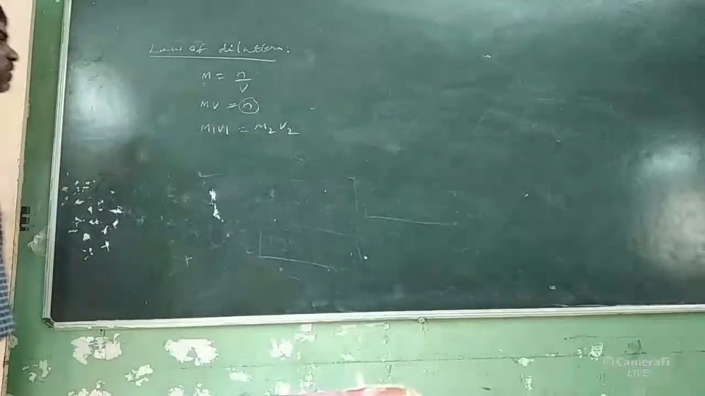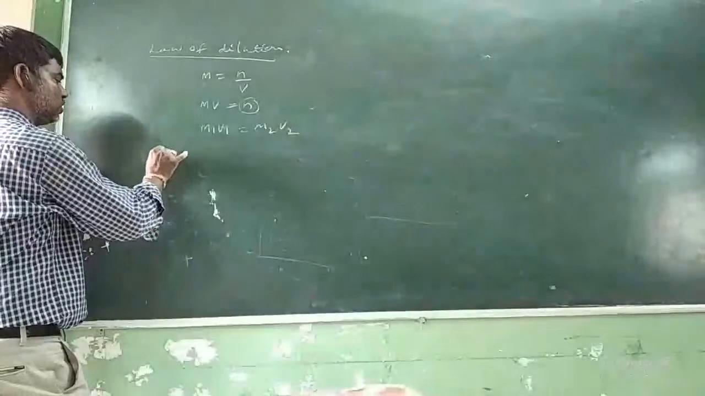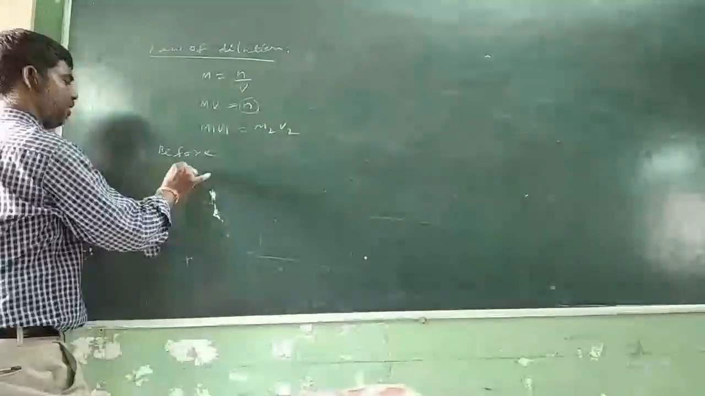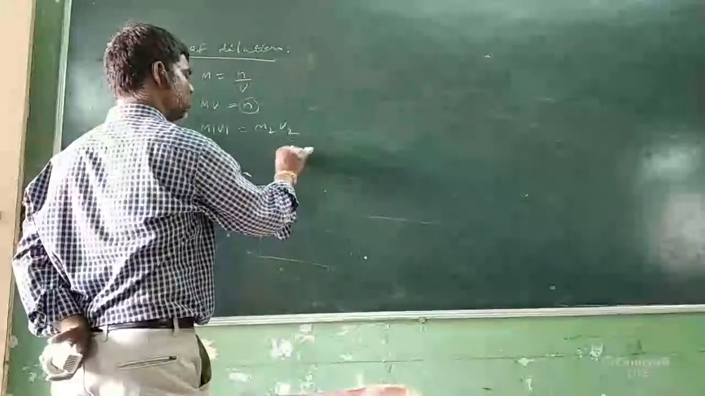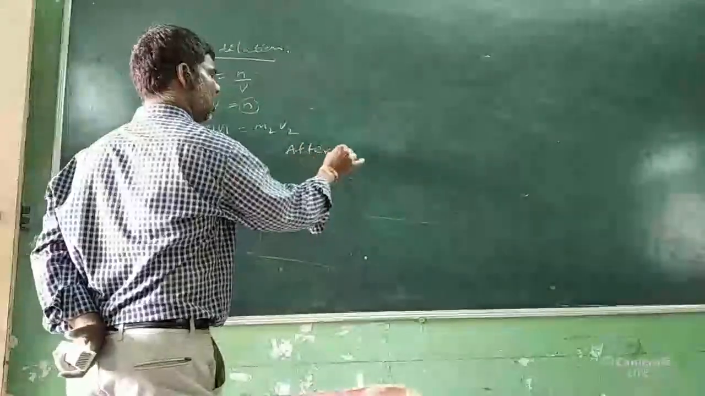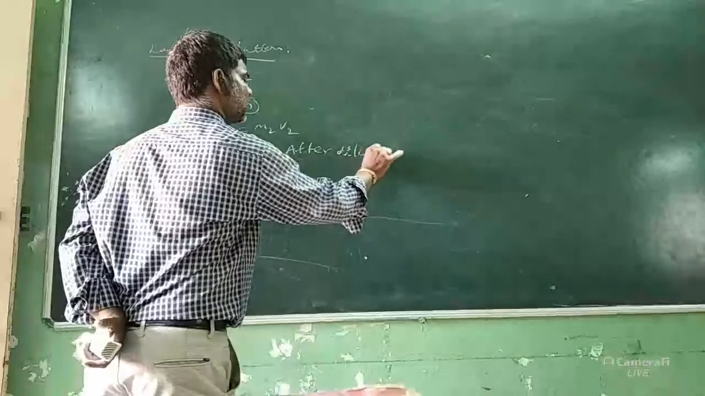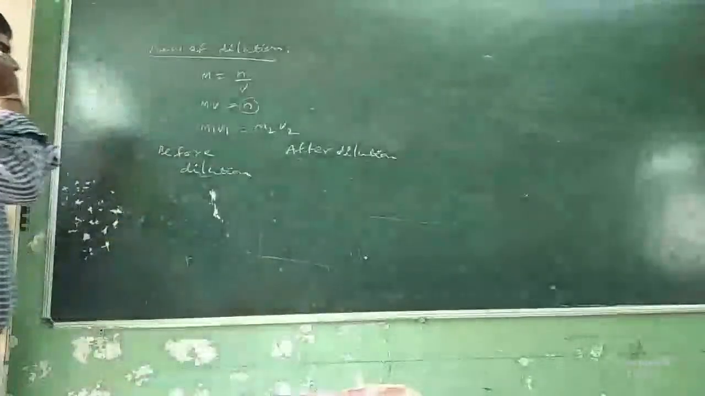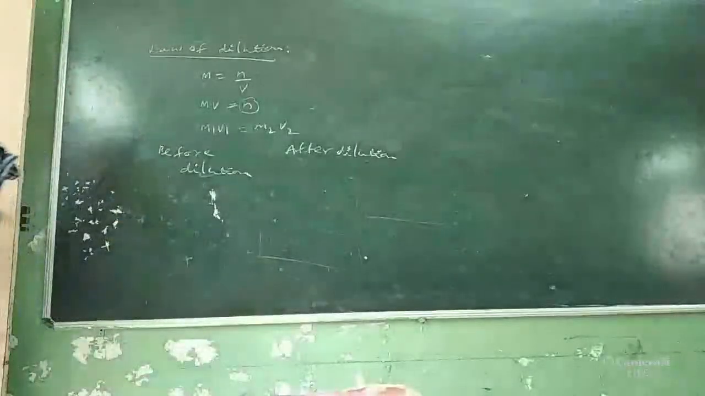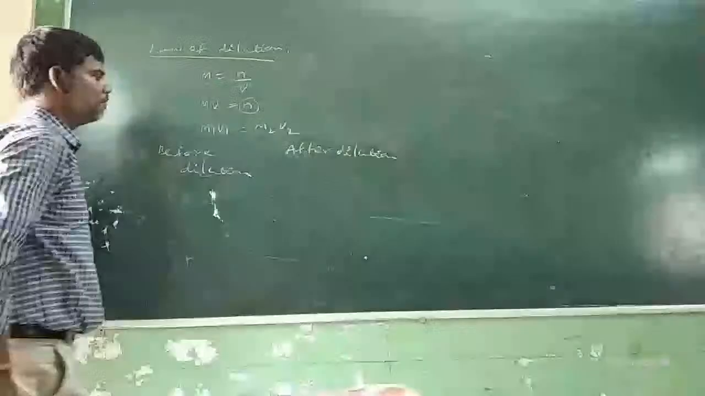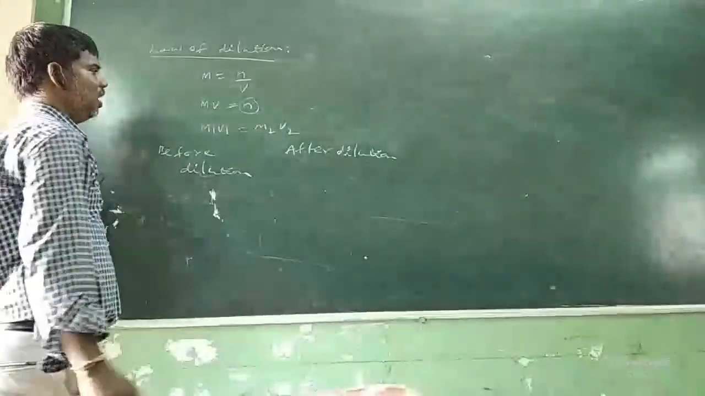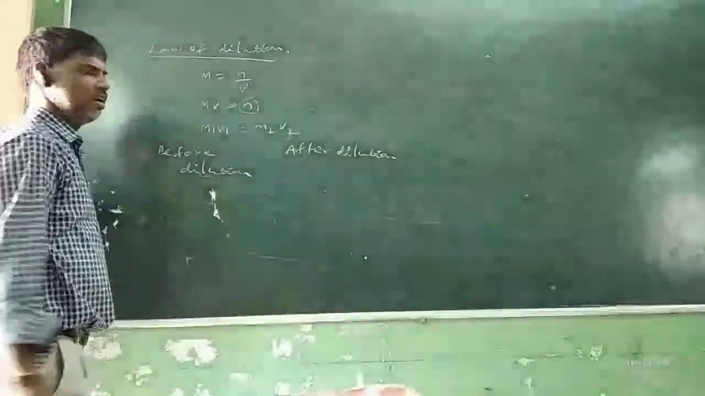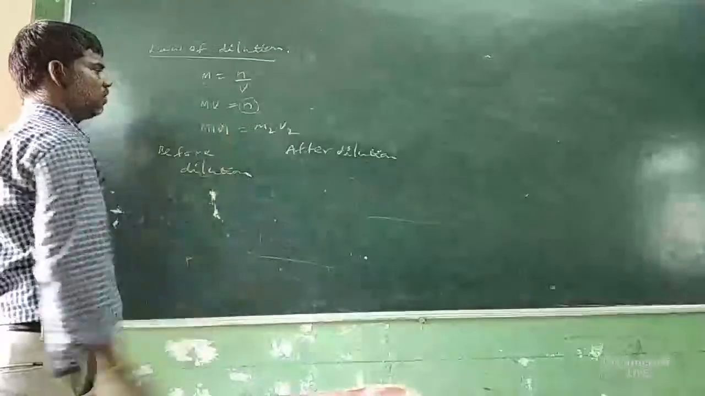Where n is constant. So the first one is before dilution, and the second one is after dilution. Molarity is equal to number of moles per volume, so M into V is equal to n, and the number of moles is constant, nothing but M1 V1 is equal to M2 V2.